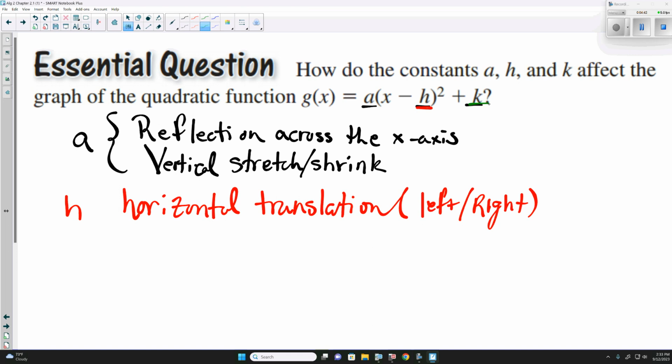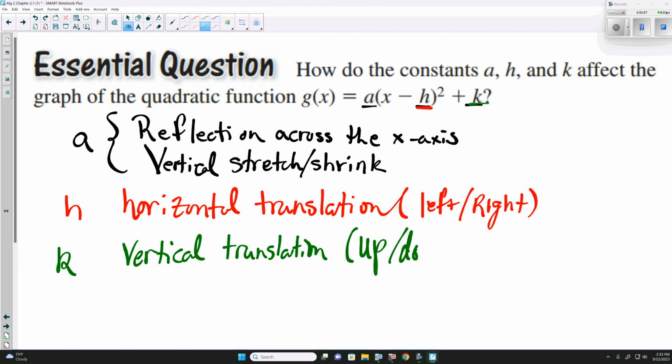And lastly, our value of k is our vertical translation. This is our up or down. And we've done these already. We've worked with these before. So we kind of see these, get these.